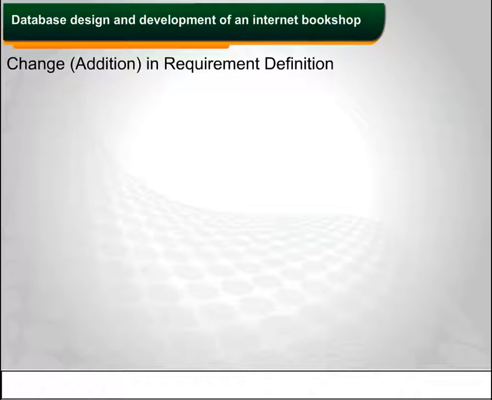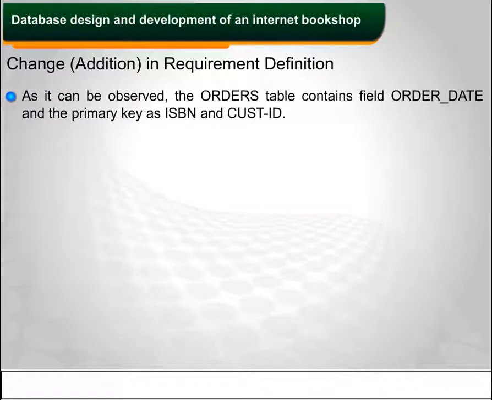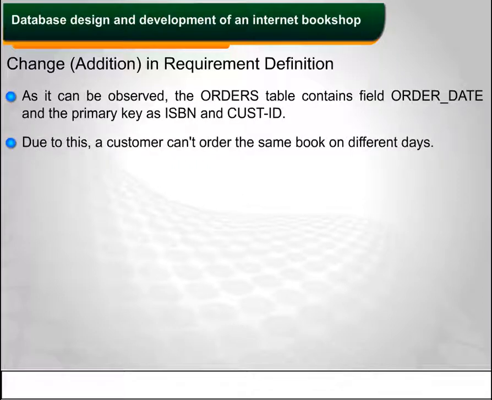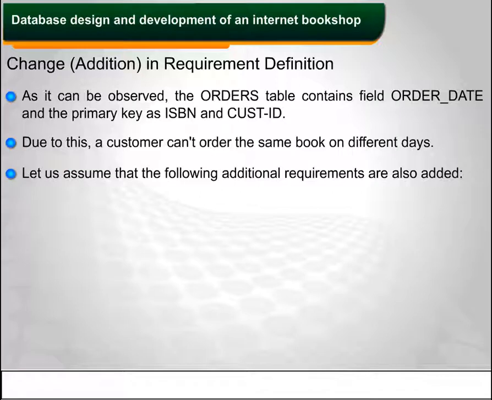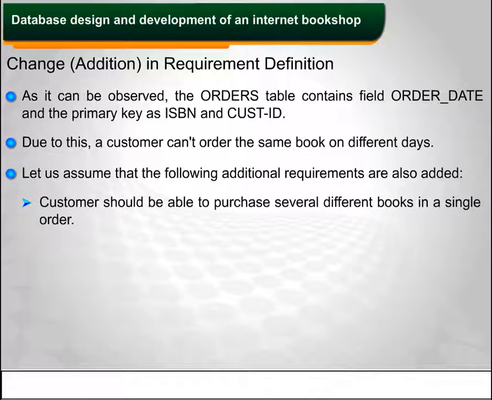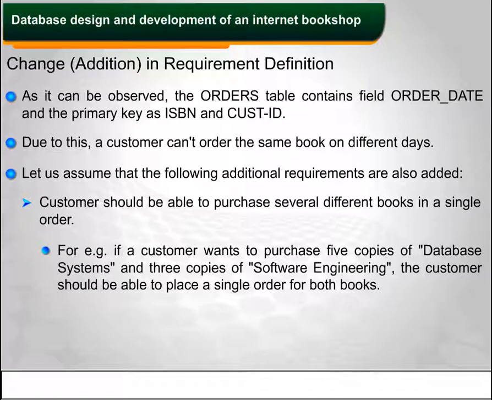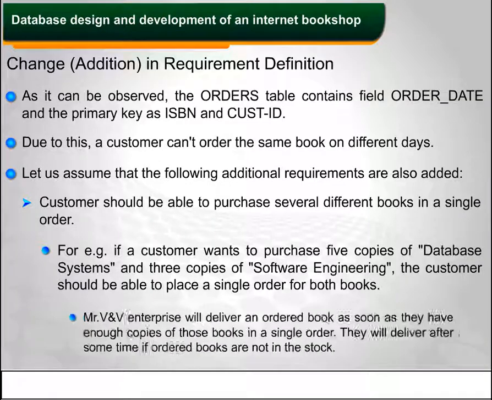Change, that is, addition in requirement definition. As can be observed, the orders table contains the field order date and the primary key as ISBN and customer ID. Due to this, a customer cannot order the same book on different days. Let us assume that the following additional requirements are also added. Customer should be able to purchase several different books in a single order. For example, if a customer wants to purchase 5 copies of database systems and 3 copies of software engineering, the customer should be able to place a single order for both the books.